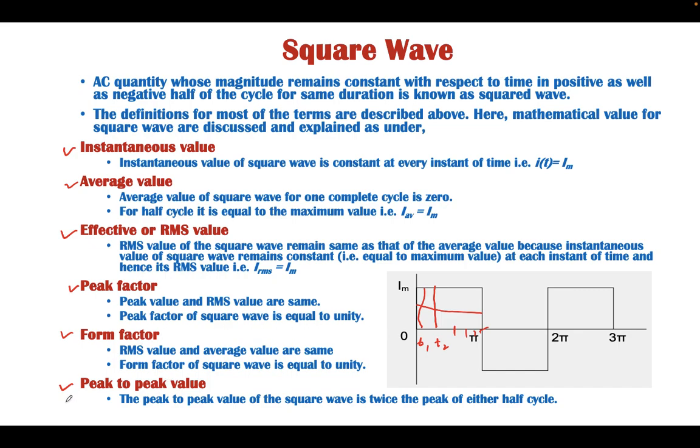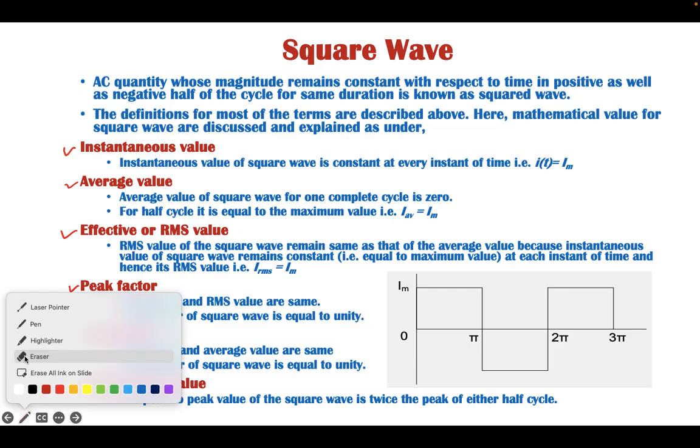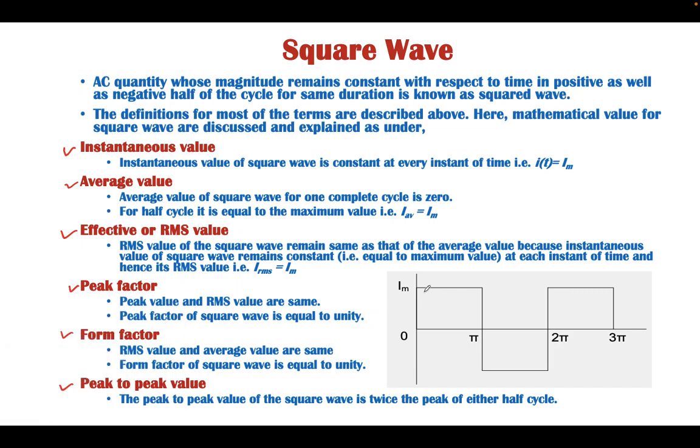Now, by definition, in the case of a square wave, it can be observed that if we consider the average value of this quantity for the half cycle, and the half cycle here is 0 to pi, for 0 to pi the peak value is Im. The average over 0 to pi will again be Im, and hence the average value and peak value for a square wave are the same. Similarly, for the effective value, the peak value and RMS value remain the same. IRMS is equal to Im.